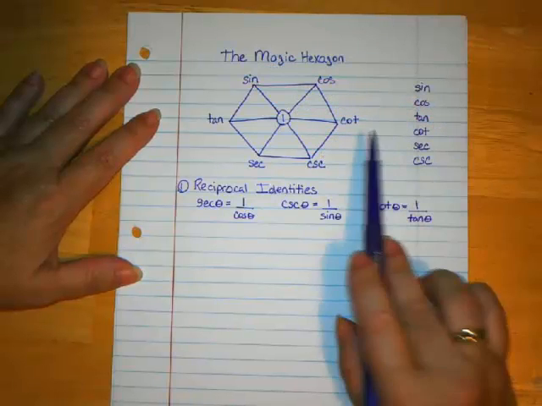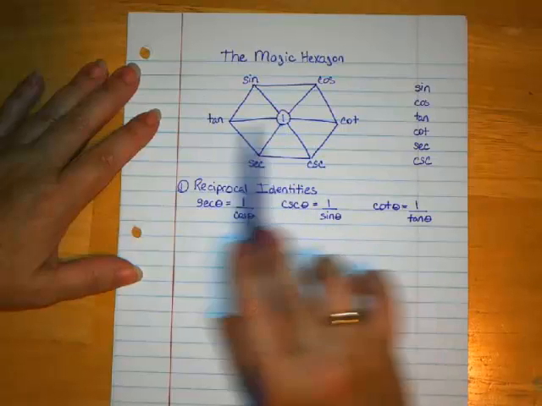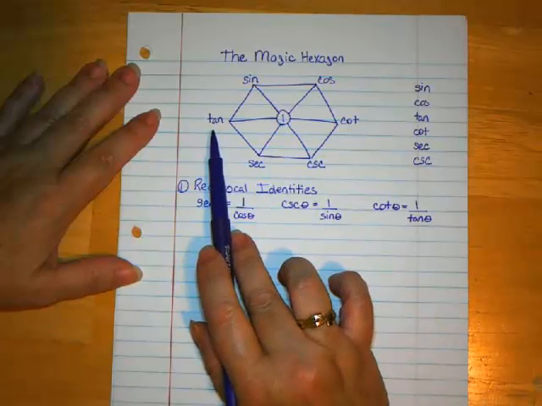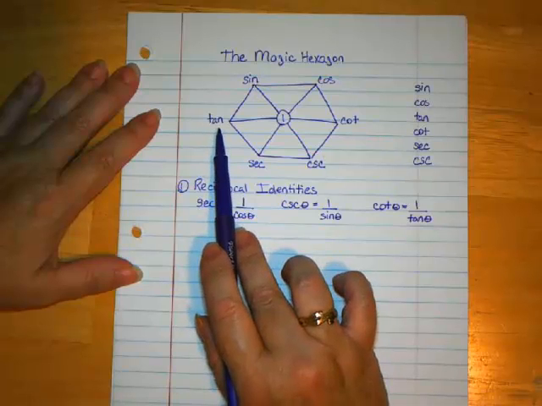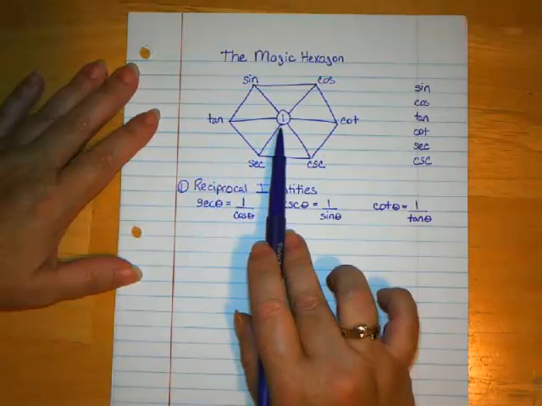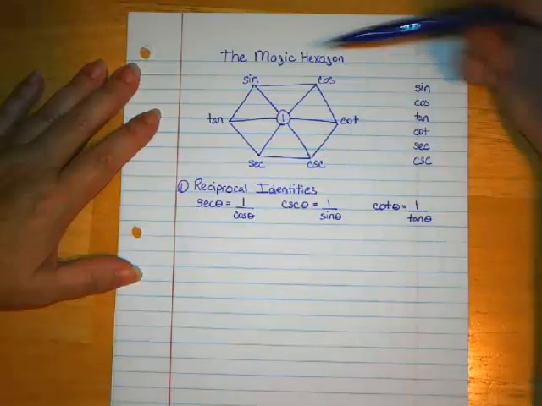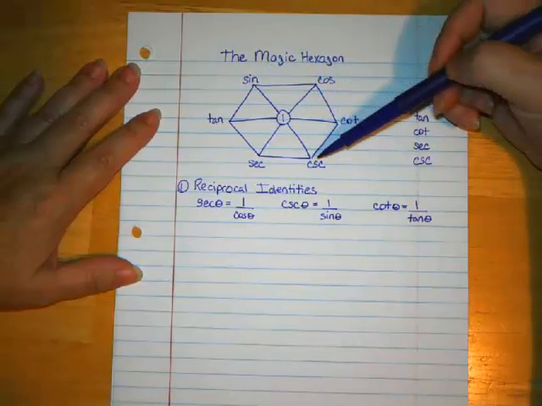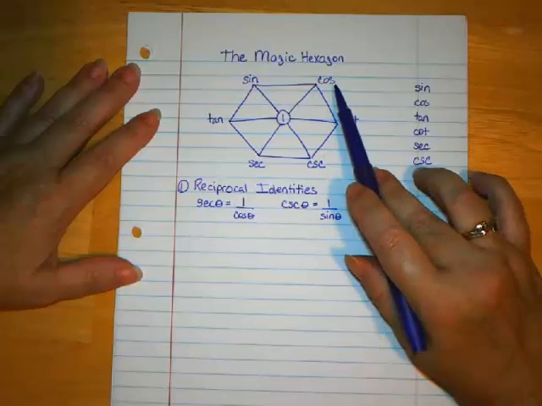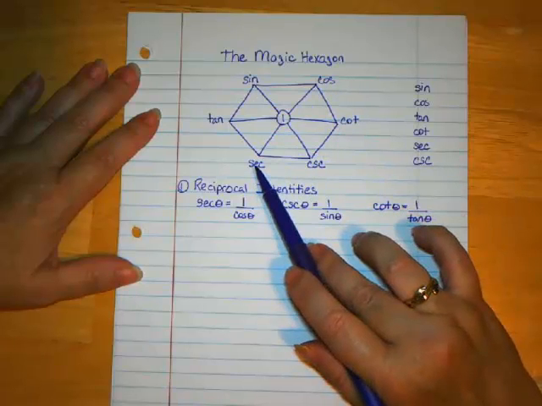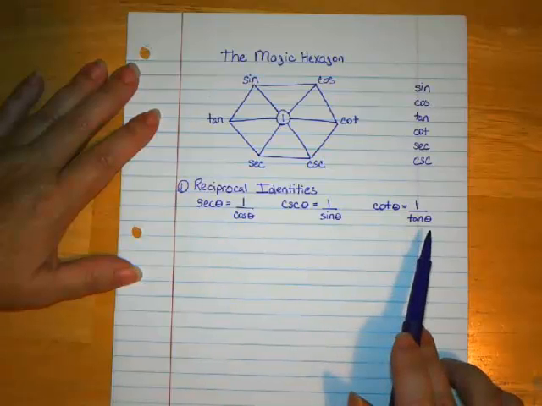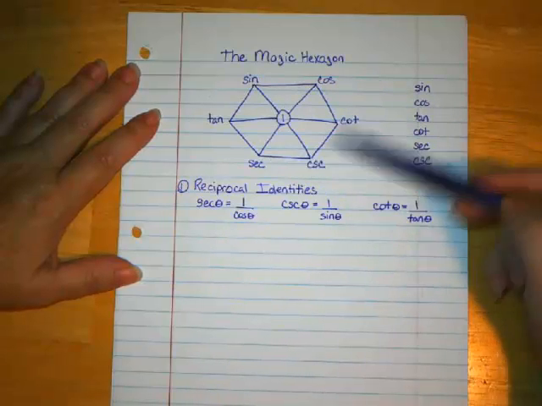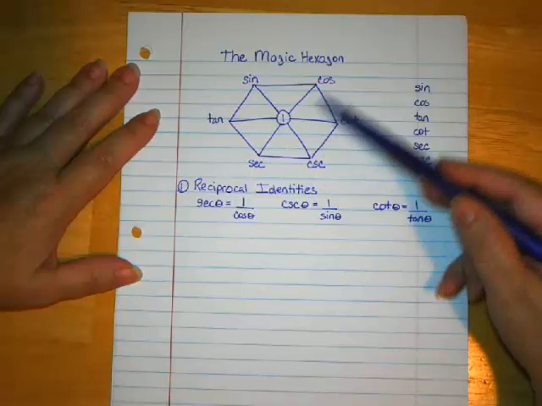Now, there are 3 other reciprocal identities. They just go the other direction. Tangent is 1 over cotangent. Sine is 1 over cosecant. And cosine is 1 over secant. So all 6 of them are there. We just listed the main 3. So just always remember, if you label your hexagon properly, the reciprocal trig functions will be directly across from each other.